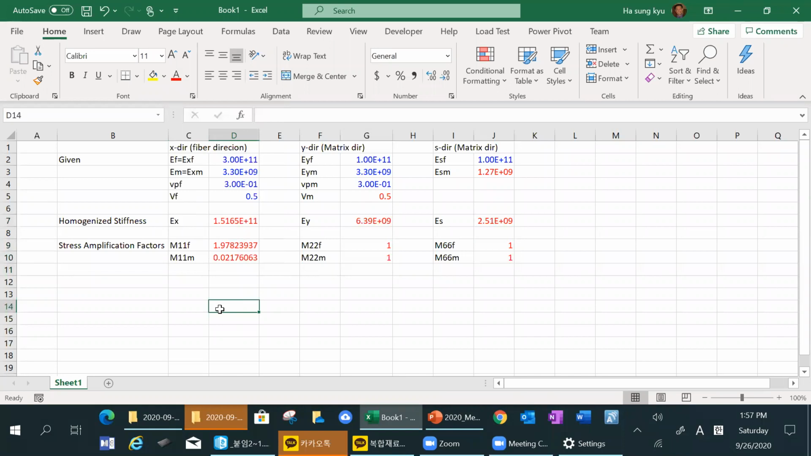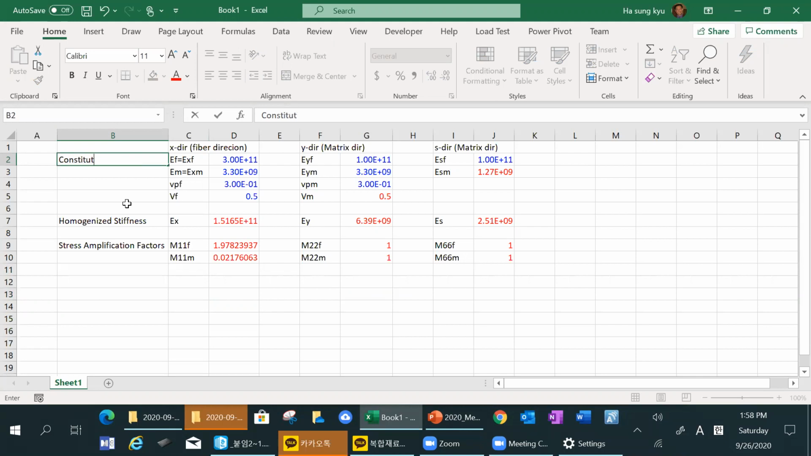Okay, so this kind of summarizes what the given values are and what the output is that we calculate. And I can call this one the constitutive equation, in a simple sense, you have a stress strain relation.